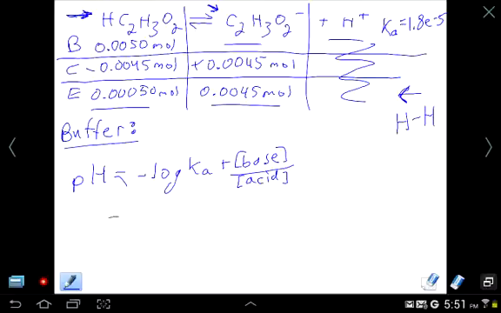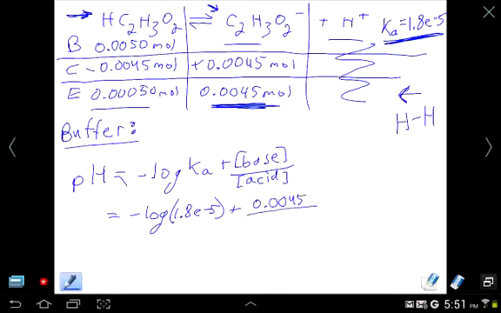So let's plug this in. Our negative log of Ka, our Ka is 1.8 E negative 5. So negative log of 1.8 E negative 5 plus the log of our base, our conjugate base, 0.0045, over our acid, 0.0050. And go ahead and plug these in. I would suggest plugging these in separately. We forgot a term here. It's plus the log. I'm sorry, we have a log here from the buffer equation. You have to log that value. So go ahead and calculate that.